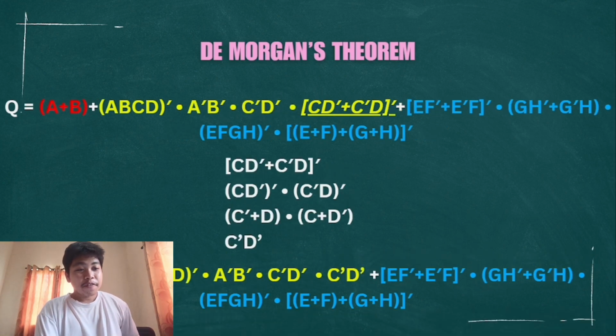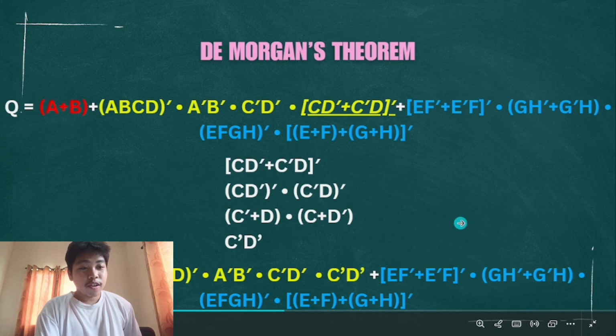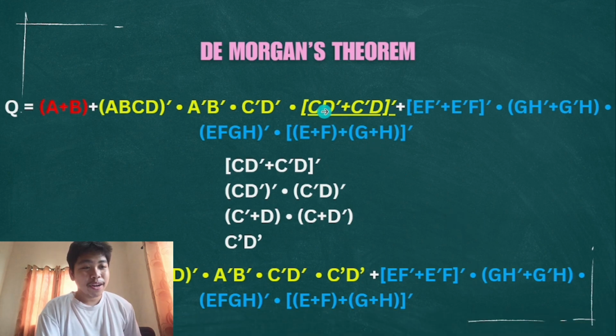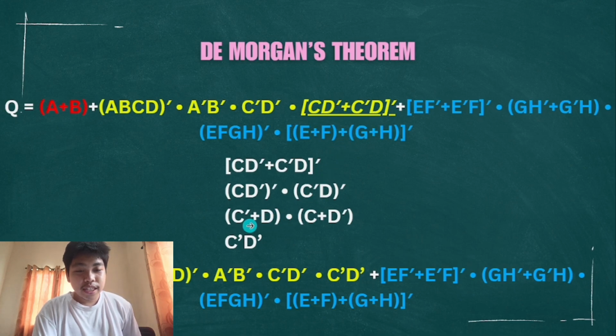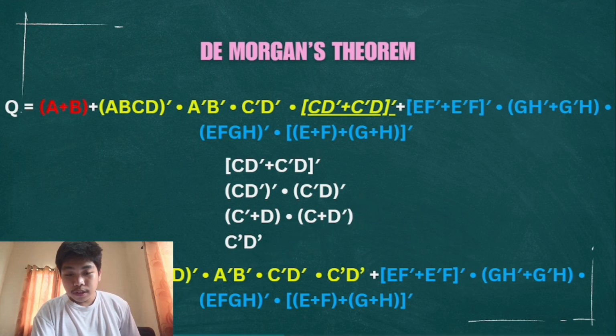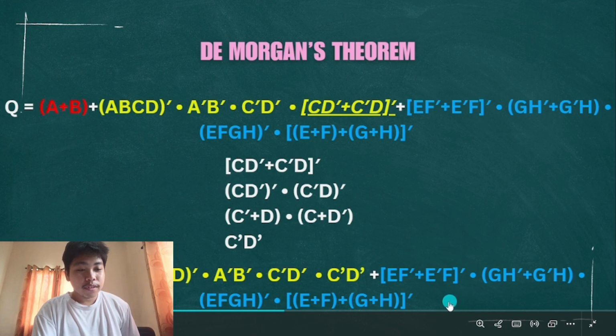Next, we still apply De Morgan's theorem, first law, to the next expression. The first law states that the complement of a product becomes the sum of the complements. So this expression CD' plus C'D' becomes (C' plus D)(C plus D'). And if we simplify this expression, this will also become C'D'. Now this will be our updated term.